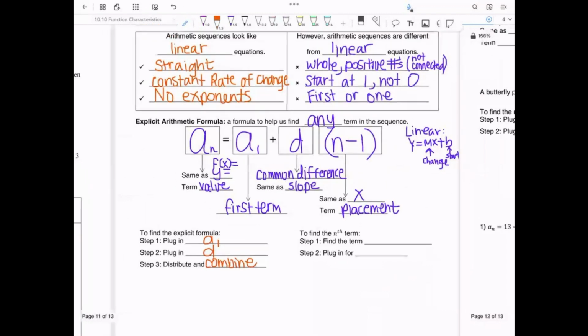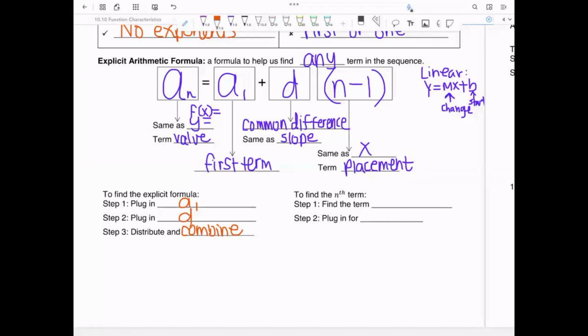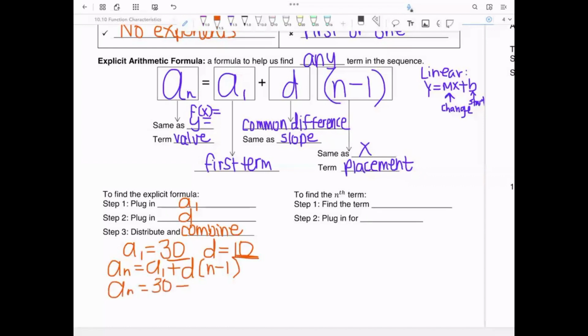So we're going to use the sequence that we started with: 130, 240, 350, 460, and 570. Our first term is 30 because we started with one shirt and that cost $30. And then our common difference is 10 because we are increasing by 10 each time. So we start with our formula, a sub 1 plus our common difference times n minus 1, and we're going to plug in these two numbers. Our first term is 30, our common difference is 10, times n minus 1.